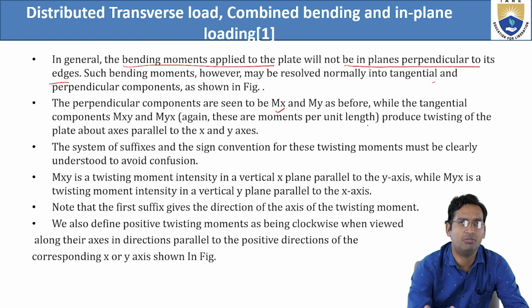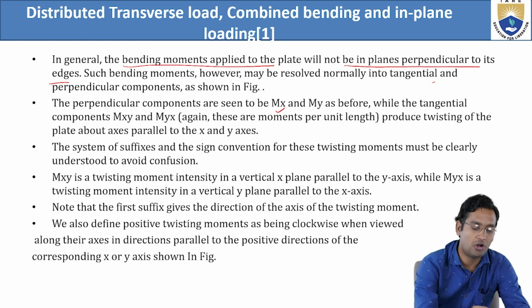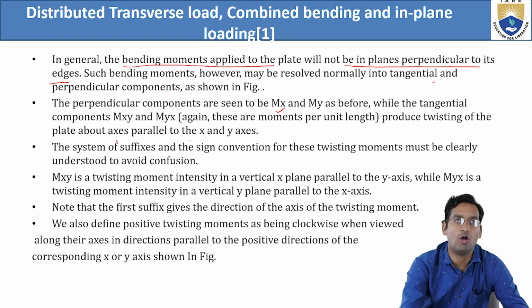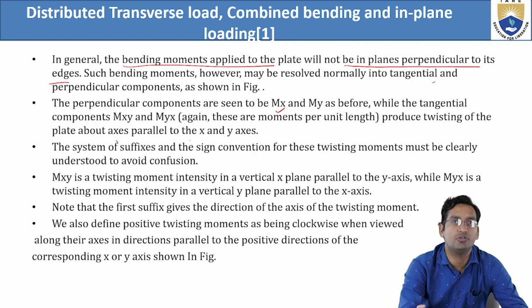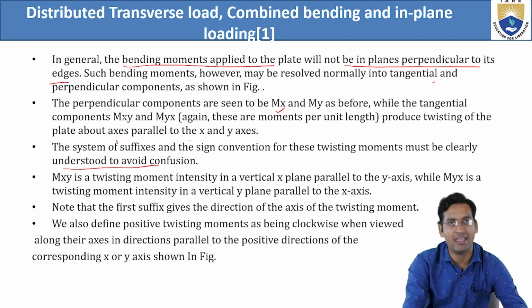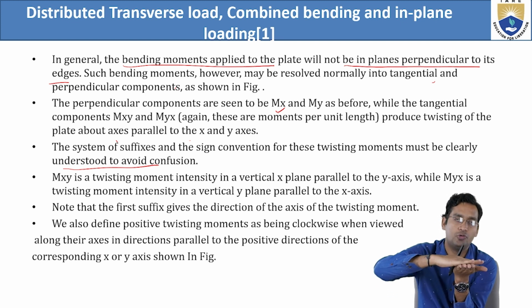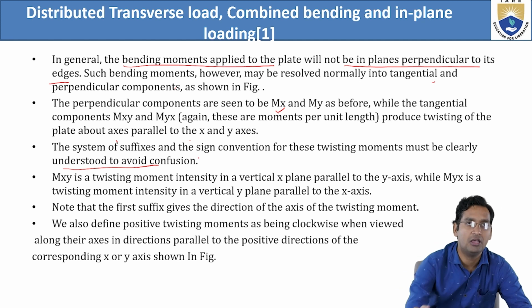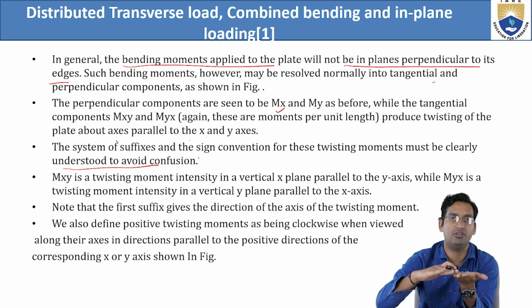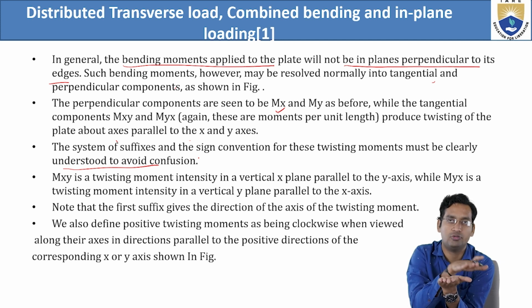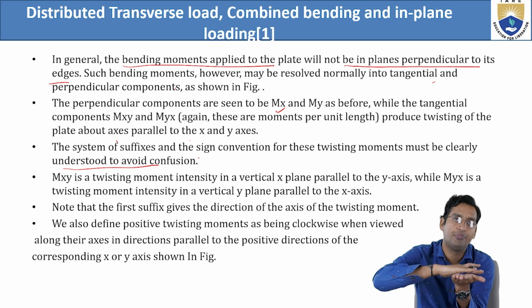Again, these are moments per unit length. Mx produces twisting of the plate about an axis parallel to the y axis, and My about an axis parallel to the x axis, as we already saw, while Mxy and Myx act along the plane. The system of suffixes and the sign convention for these twisting moments must be clearly understood to avoid confusion. Mxy means we move from x to y, so that is the xy plane. Myx means we start from y and move along x, so that is the yx plane. Don't get confused between Mxy and Myx.